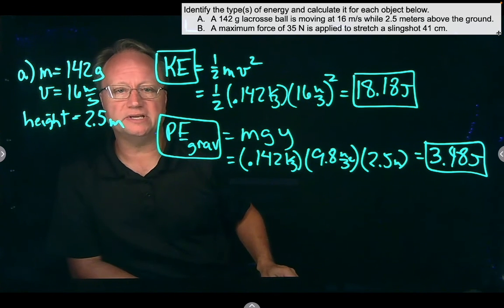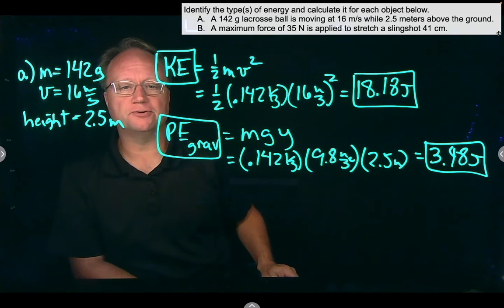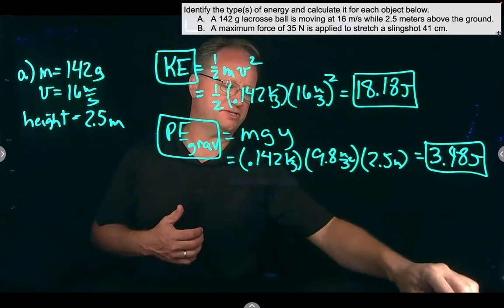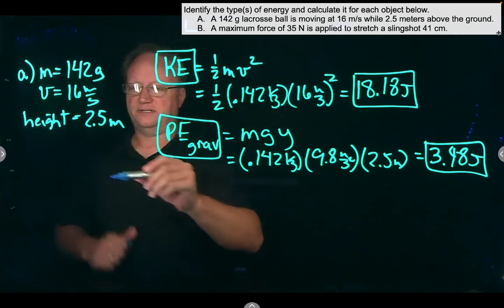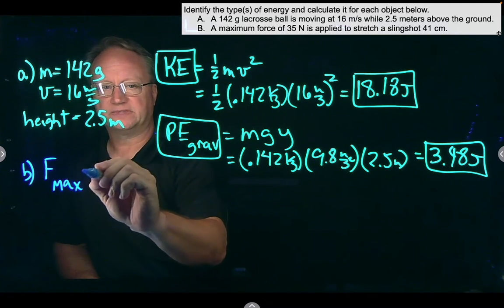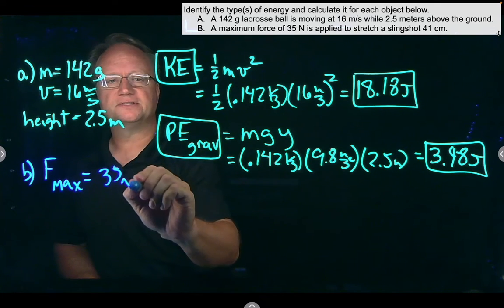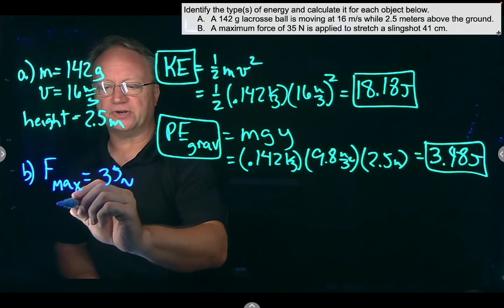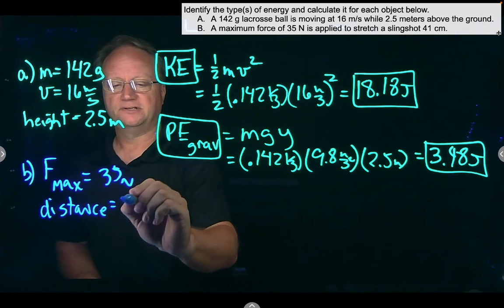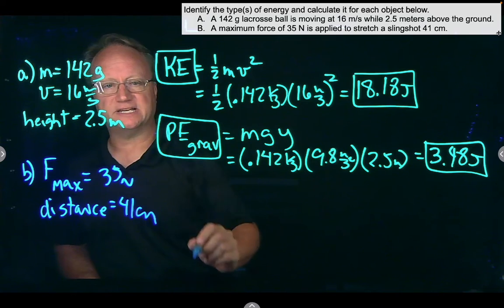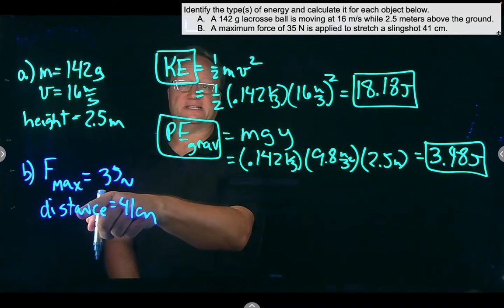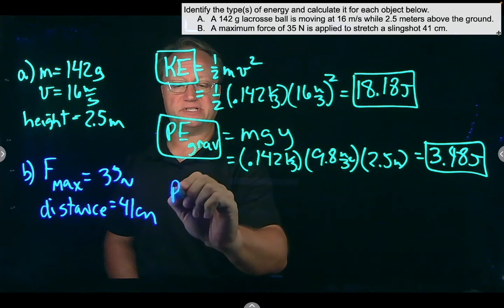Now, in part B, we have a maximum force of 35 newtons applied to stretch a slingshot 41 centimeters. So we know the maximum force, 35 newtons, and we also have a distance that we stretch it, 41 centimeters. To be able to calculate, the only thing we have here is an elastic substance. So that's going to be elastic potential energy.